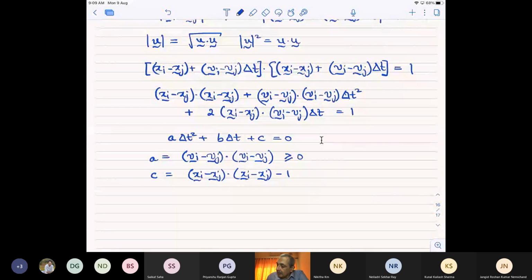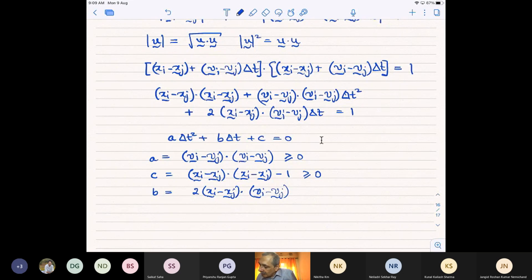And the third condition, and this b is just equal to 2 times xi minus xj dotted with vi minus vj. Okay. I'm sorry, this c is also greater than or equal to 0.